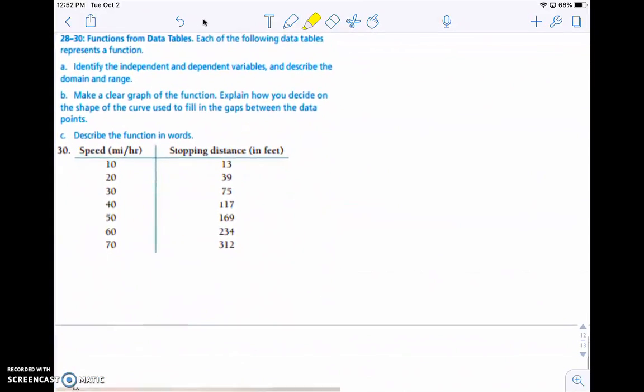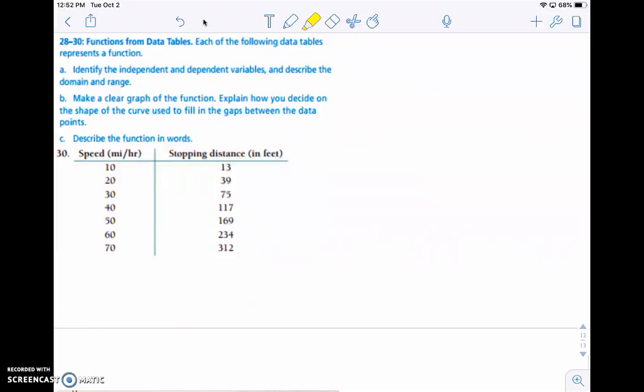So we're going to just create a basic function here. So we're going to identify the independent and dependent variables. And usually, again, the independent variable is like the x-coordinate, so it's going to come first. But in this case, the speed is going to be our independent variable, and our dependent variable is going to be the stopping distance. Because if you think about it, the stopping distance of a car is going to depend on how fast you're going. And so those are going to be our independent and dependent variables.